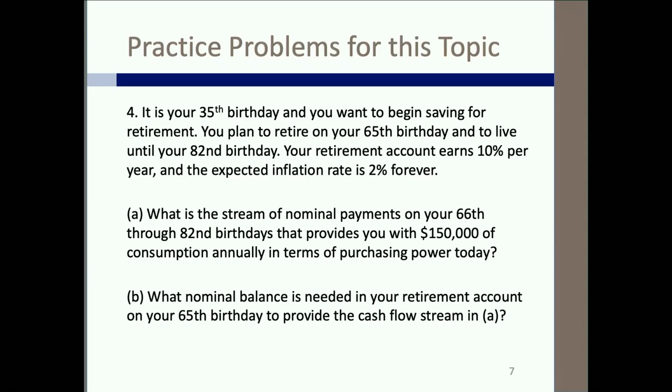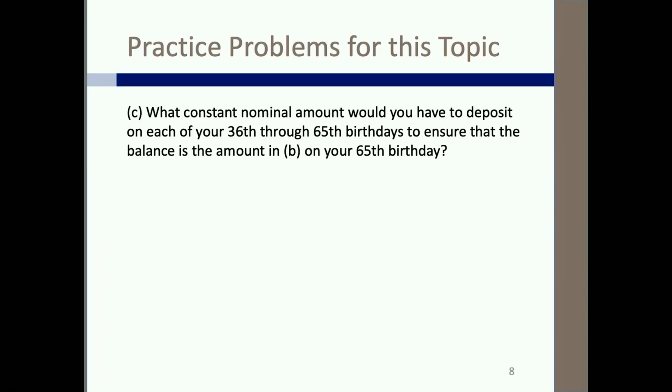B says, what nominal balance is needed in your retirement account on your 65th birthday to provide the cash flow stream in A? Okay. And then finally, what constant nominal amount would you have to deposit on each of your 36th through 65th birthdays? You can count them on your fingers or just quickly, including 36 and 65. That's 30 deposits total to ensure that the balance is the amount in B on your 65th birthday.